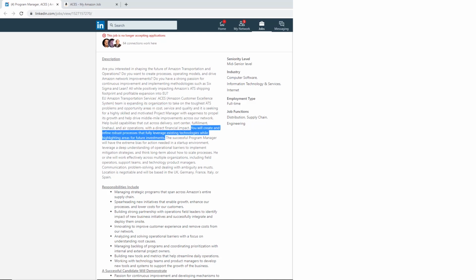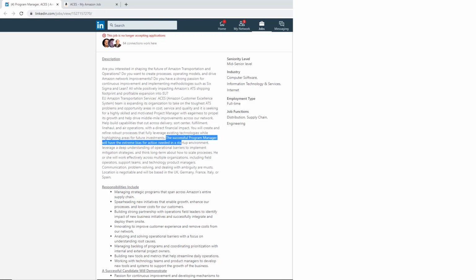Let's continue with another highlight. You will create and refine robust processes that fully leverage existing technologies while highlighting areas for future investments. An interesting question would be, tell me about the time when you designed and refined a complex process.